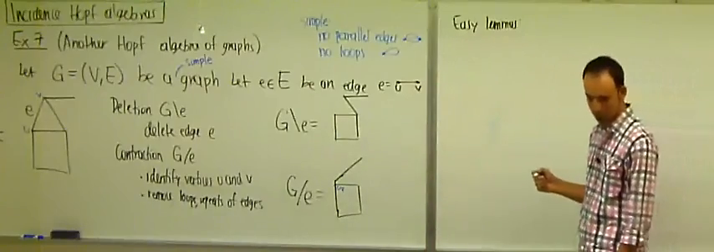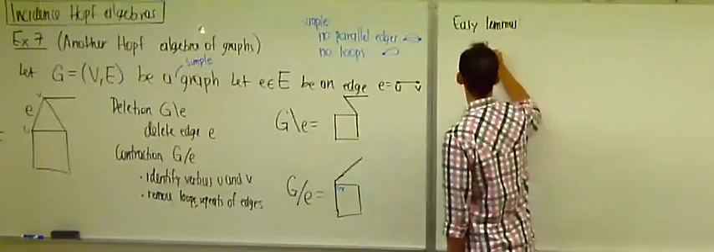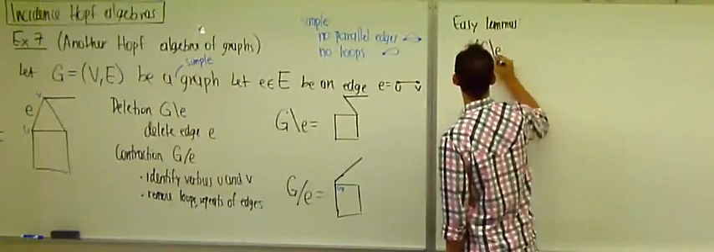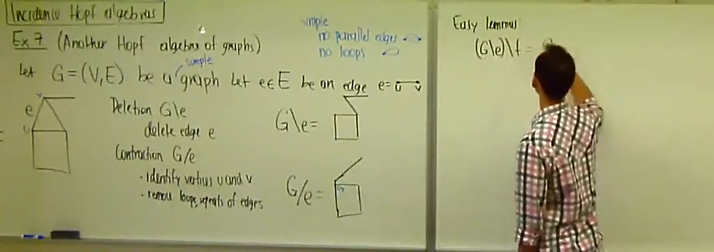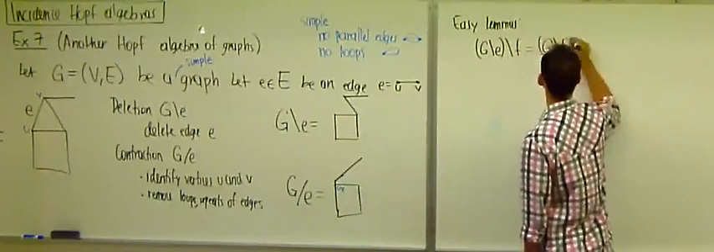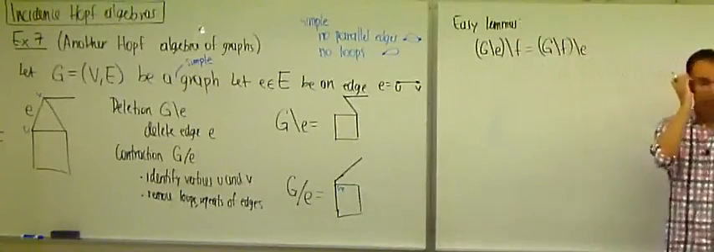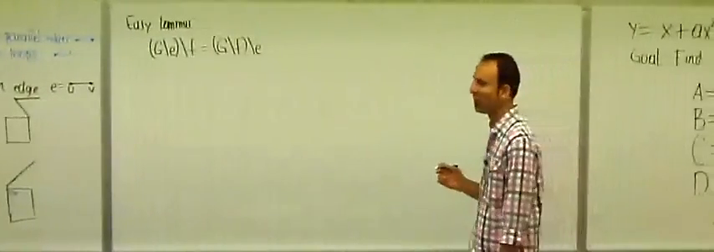Okay, first a really easy one is that if you delete E and then you delete F, you get the same thing as if you first delete F and then you delete E. Okay? It's pretty trivial, right? We agree?